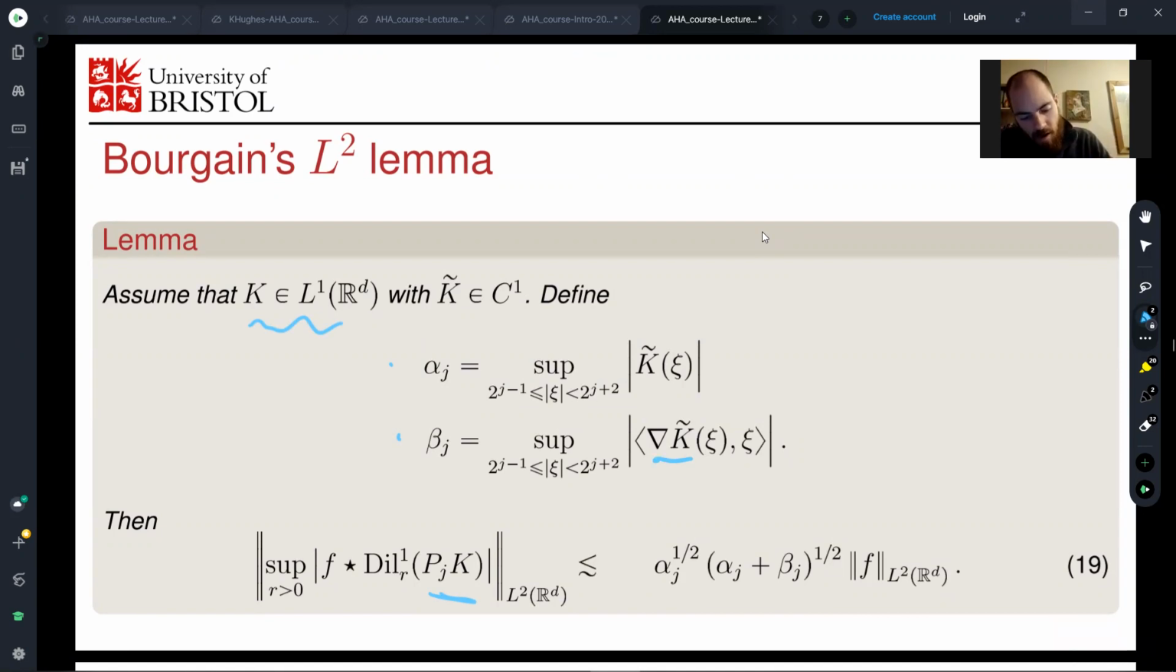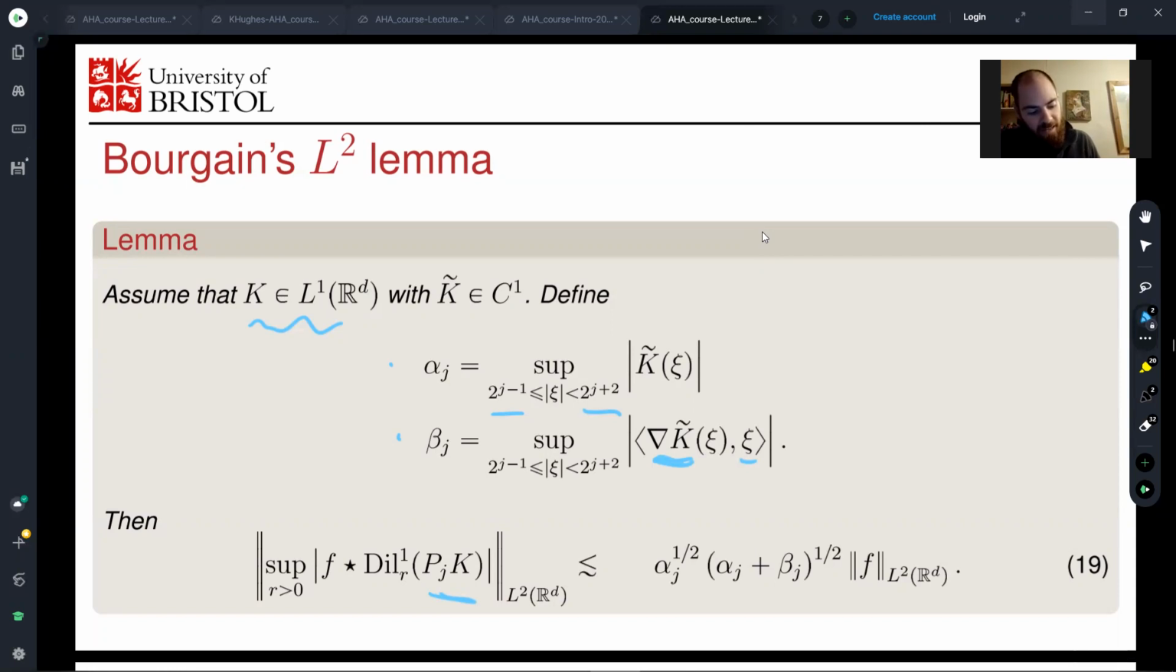Okay, so I am going to define alpha j as the supremum of the Fourier transform of k in this annulus, where I go from 2 to the j minus 1 up to 2 to the j plus 2. Normally, you'll see this as 2 to the j to 2 to the j plus 1, but because of my smooth Littlewood Paley projection operators, it's a little bit fatter. It contains the adjacent ones. And beta j is the same thing, but where I've incorporated the gradient, and it's getting inner producted with the directions. Right?